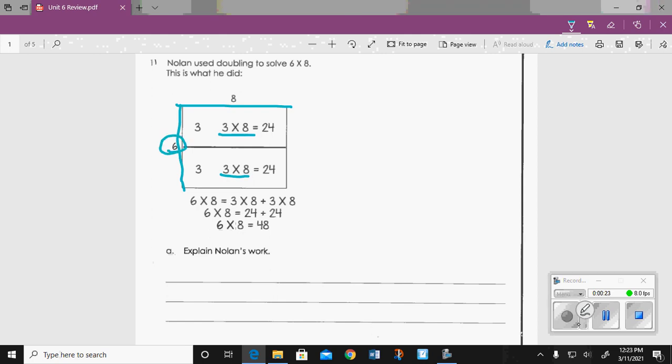Okay, we want you to explain what Nolan did. You look, he said 6 times 8 is equal to 3 times 8 plus 3 times 8. 6 times 8 is equal to 24 plus 24, and so 6 times 8 equals 48. So to explain that, you would just have to put that Nolan broke the 6 apart into 3 plus 3.